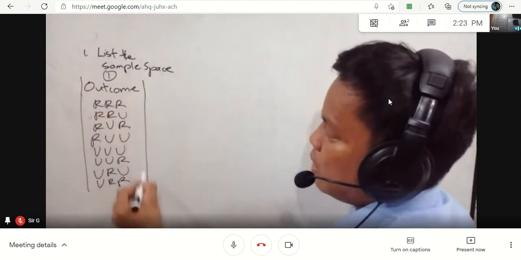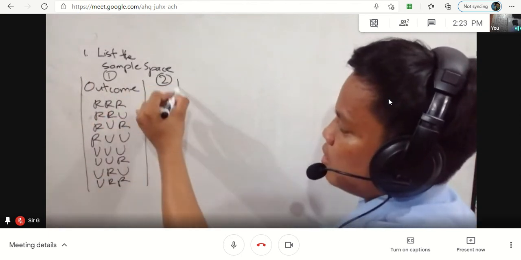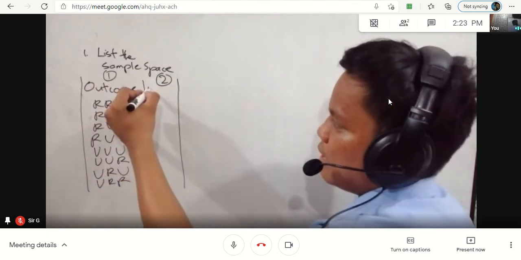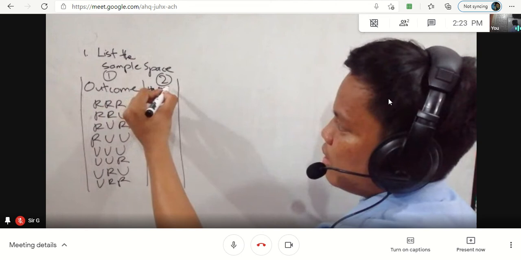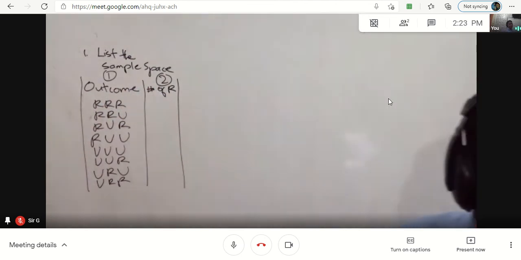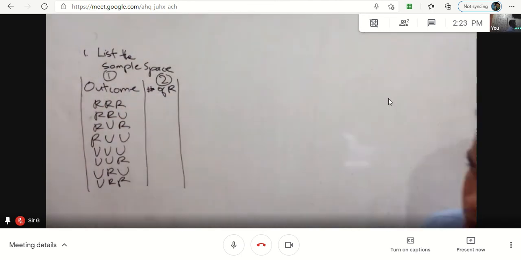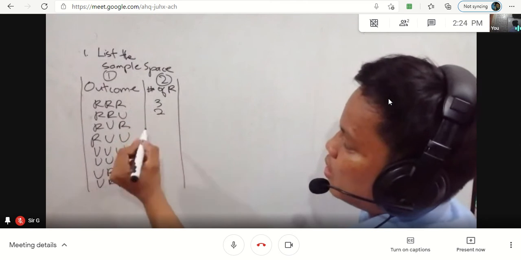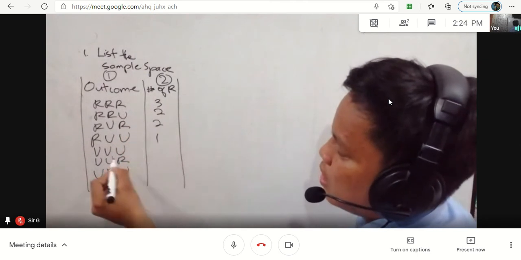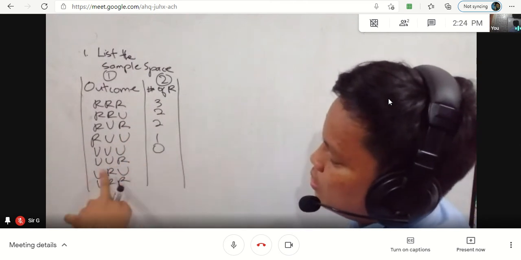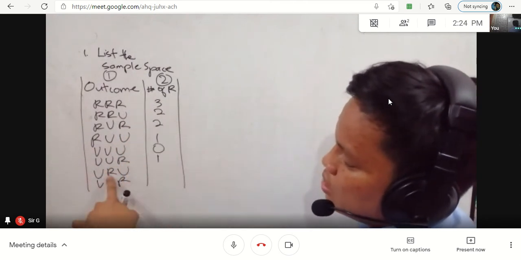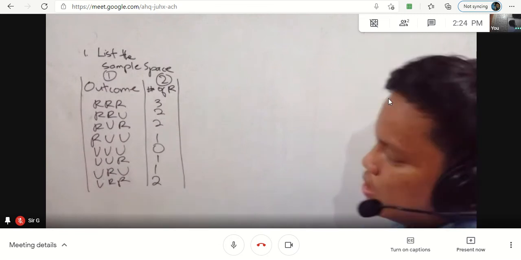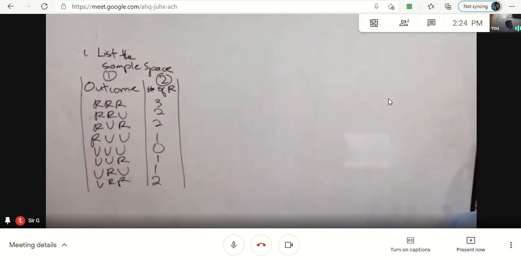So ang pangalawang table na gagawin natin, so sabi ko nga sa inyo, ano yung random variable natin? So, ang random variable na hinahanap natin doon is number of ripe. Diba? R yun. So, ilang beses daw lalabas si R? So, tatlo, dalawa, dalawa, isa. So, ilang beses? 0 dito. Ilang beses ang R dito? Isa. Ito naman isang R. Ito dalawang R.